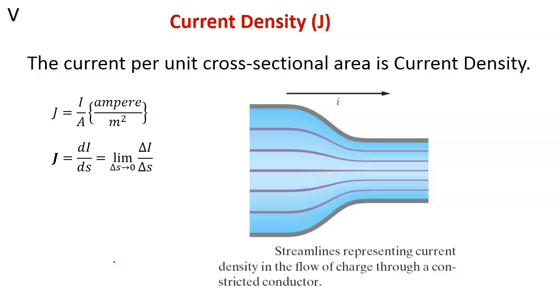Now here you can see, as the geometry of the conductor undergoes a change, here the cross-sectional area is larger as compared to the right side end. Therefore, the current density at this end, the right end, will be more as compared to the current density at the left side end.